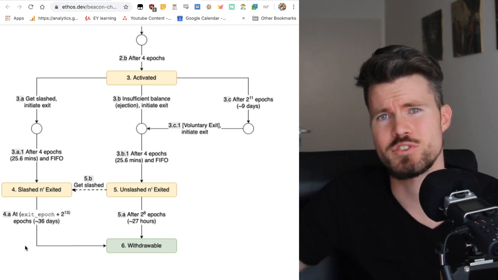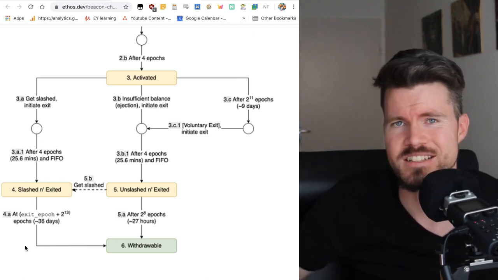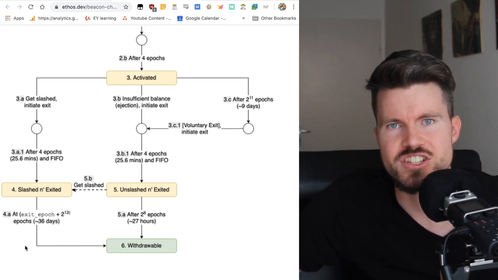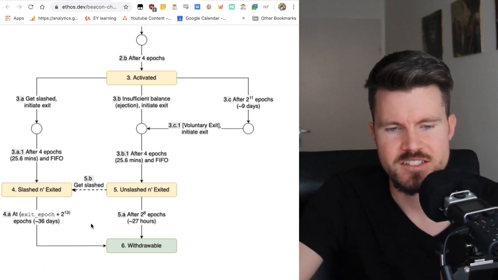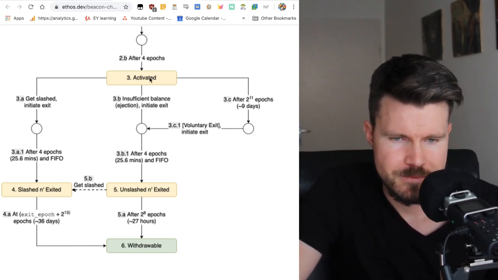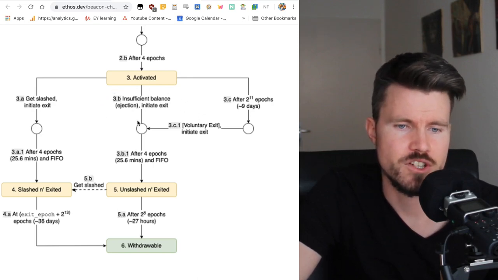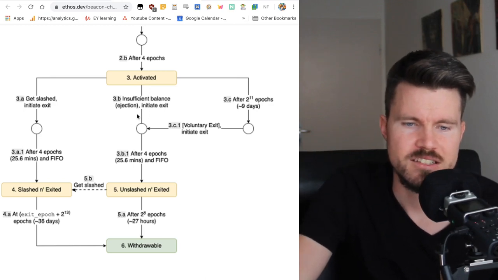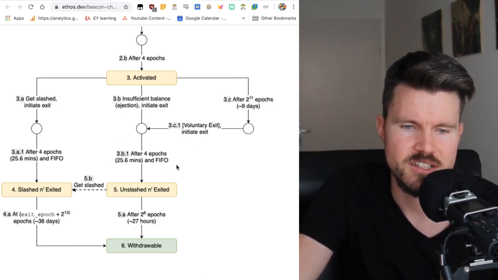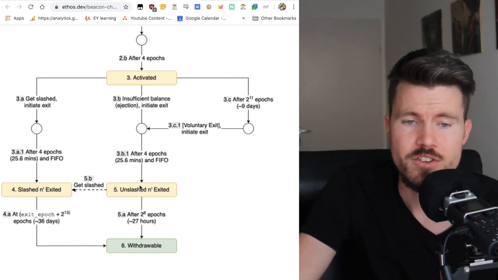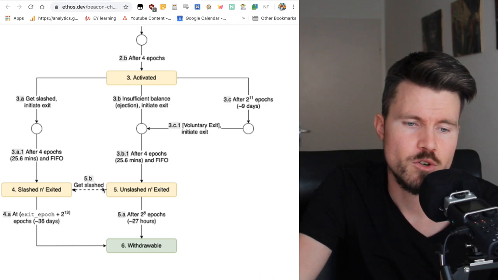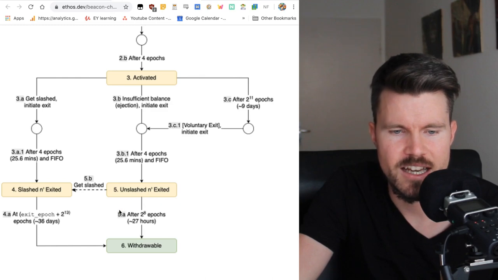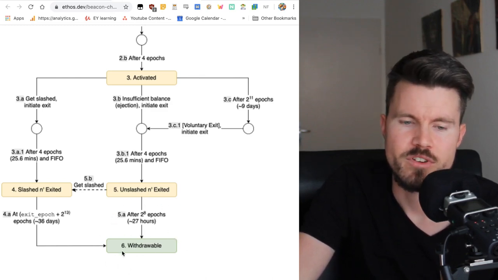So 36 days in the future is pretty bad, and it's hopefully a deterrent for people trying to manipulate or do some bad actions to the system. And then after 36 days, you're withdrawable. Now, another option is if you've got insufficient balance, you go under 16 ETH, then you're also force exited after four epochs, 25.6 minutes, and first in, first out. If you're slashed and exited, it goes to the slashed and exited channel. However, if it's unslashed, then it continues, and after around 27 hours, you can withdraw your ETH.